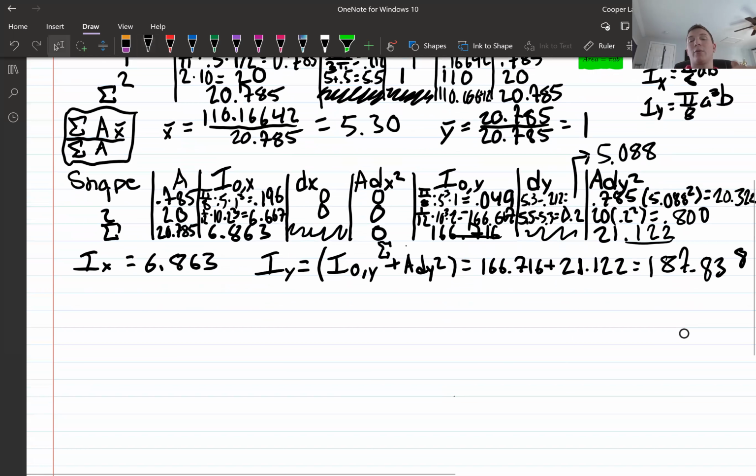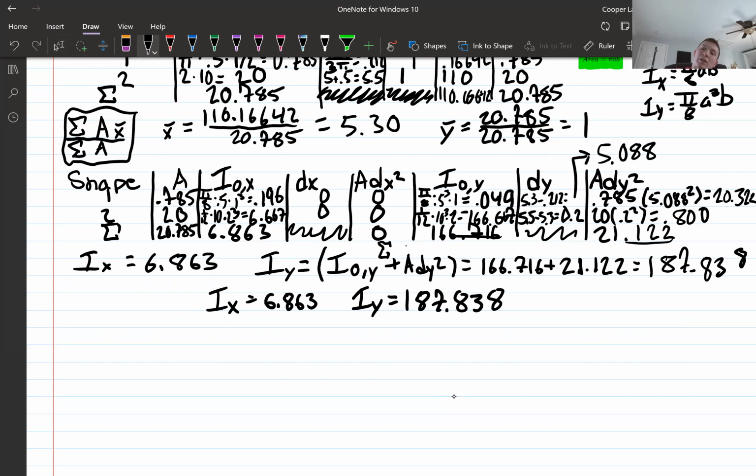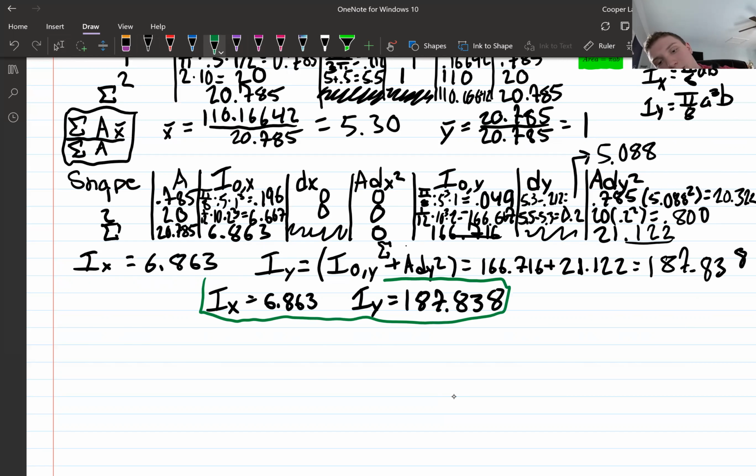So I'm going to rewrite this so it looks nicer, but ultimately my moments of inertia, x and y, about the centroidal axis happen to be, in the x direction, 6.863, and in my y direction, 187.838. Now, if you look at these values, we can say that our y value will be our strong one. But that is our final answer. Thank you.